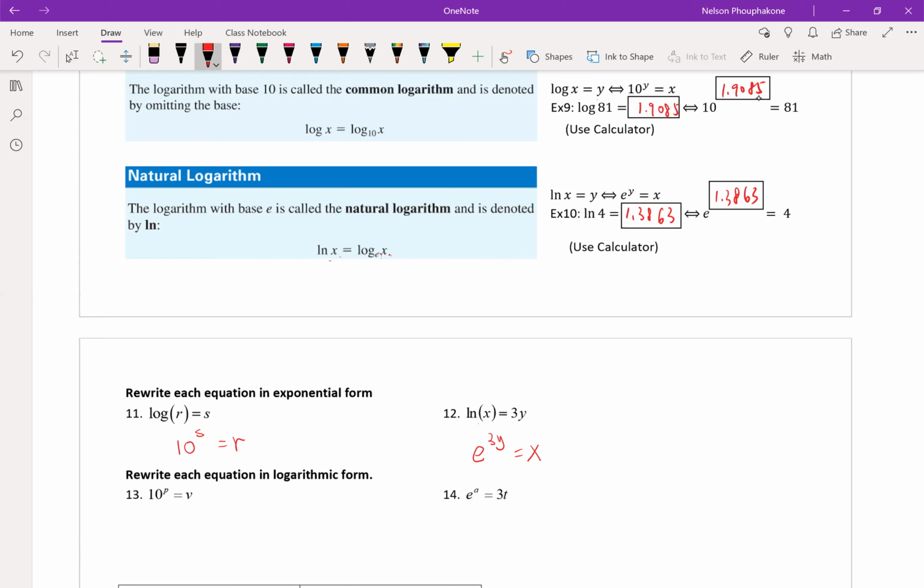And now, if we have 10 to the p equal to v, then I know that I will have log, base 10, of v equal to p. But again, the base 10, we don't need to write it out. And if e to the a equals 3t, then of course in this case I will have natural log of 3t equal to a.